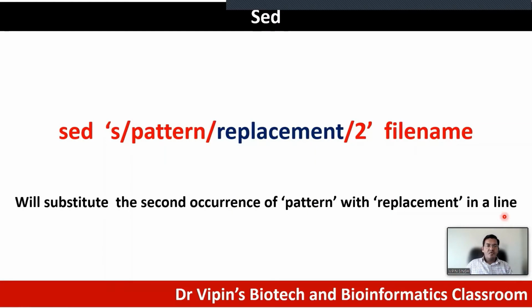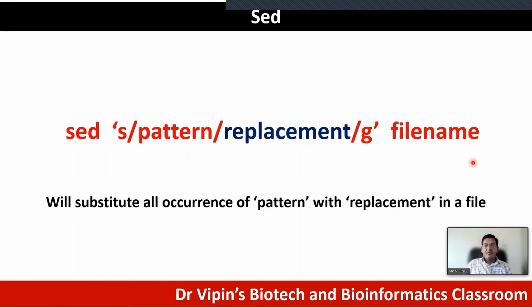If you want to substitute the second occurrence of the pattern in a line, then you can use an additional switch with the same command. The last slash will be followed by 2, which means substitute the second occurrence of pattern with replacement in the line. Then if you want to substitute the pattern with replacement across the file, you can use the global switch, g, after the last slash. This syntax, where you use a global switch, apart from the regular statement, will substitute all occurrences of pattern with replacement in a file.